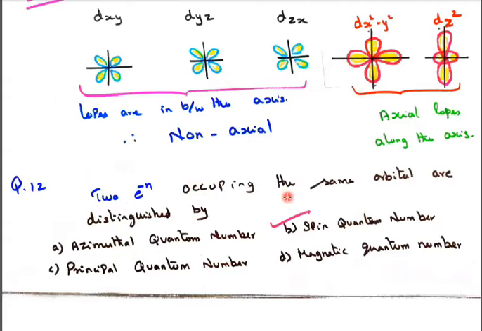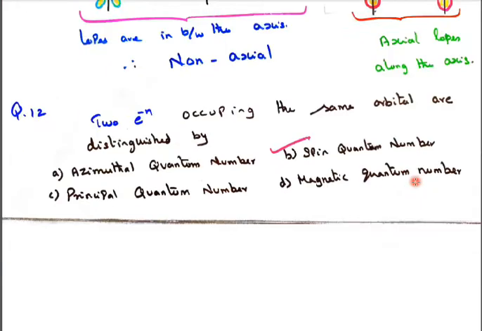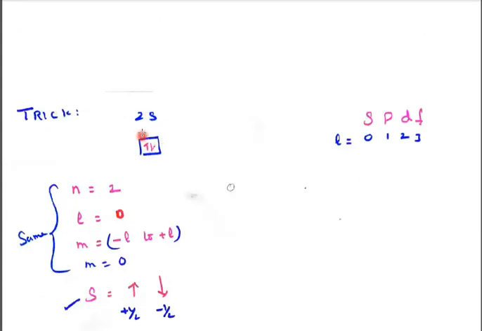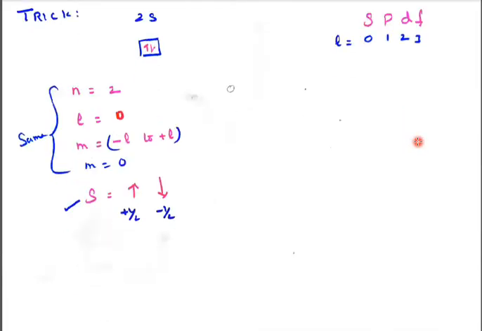The two electrons occupying the same orbital are distinguished by only the spin quantum number, spin upward and downward, that is, plus half and minus half spin of the electron. So here there are two electrons, one upward and another downward. For s orbital, p orbital, d orbital, f orbital, n has the value 1, 2, 3, 4 and so on, but L will start from 0, 1, 2, 3. So 0 means s orbital, 1 means p orbital, 2 means d orbital, 3 means f orbital.